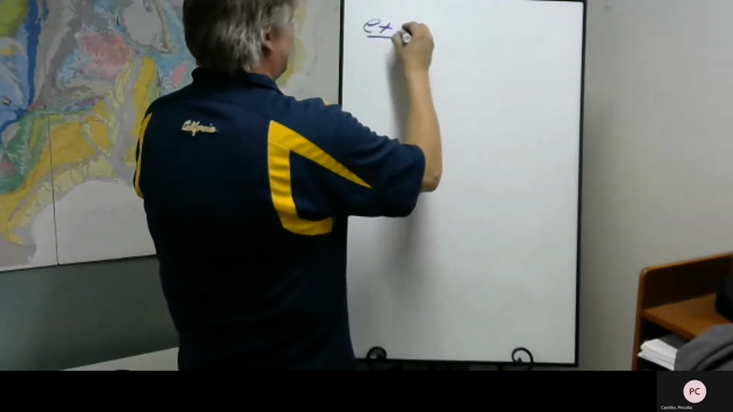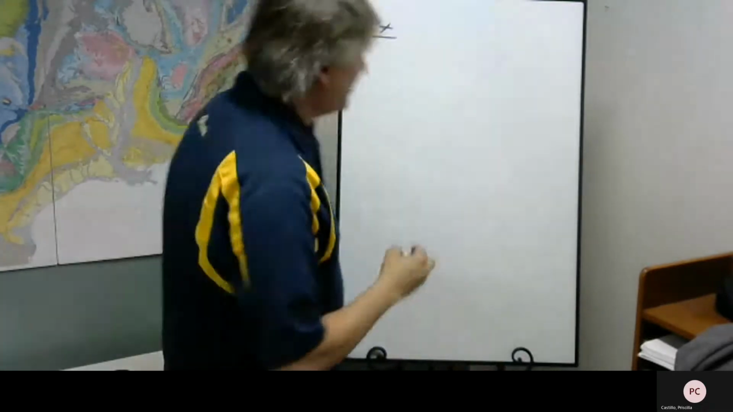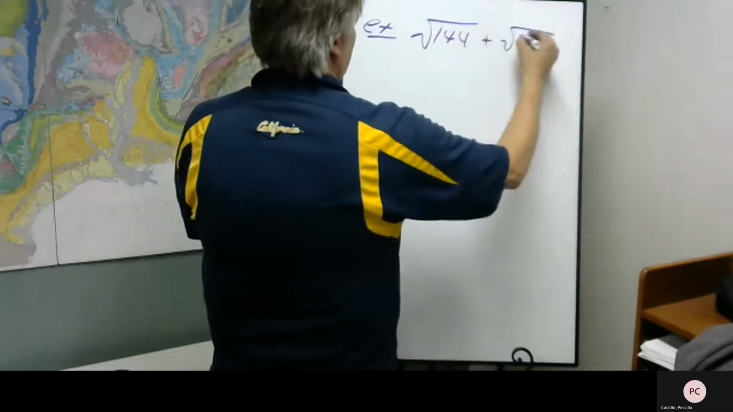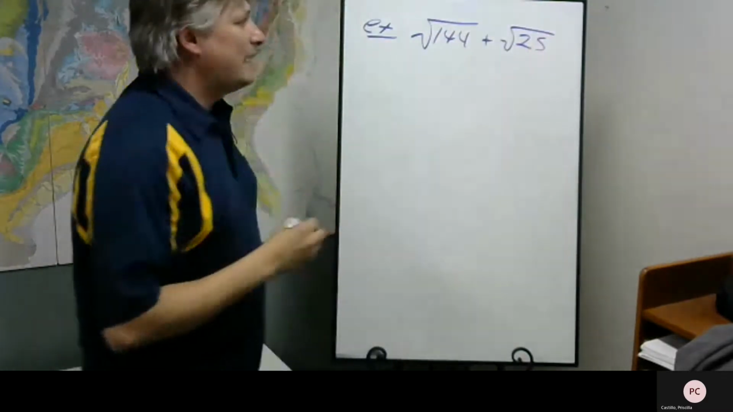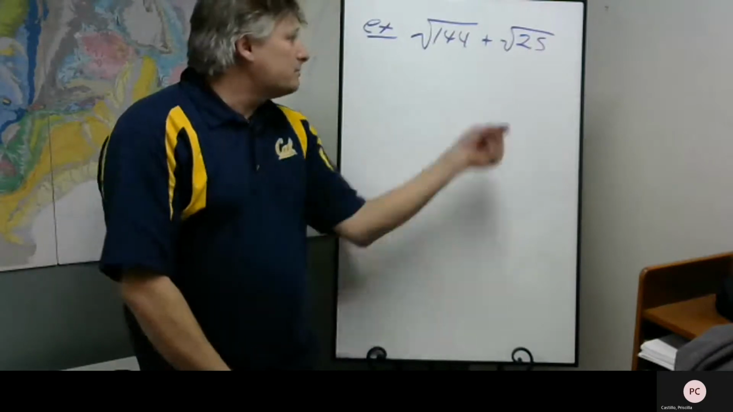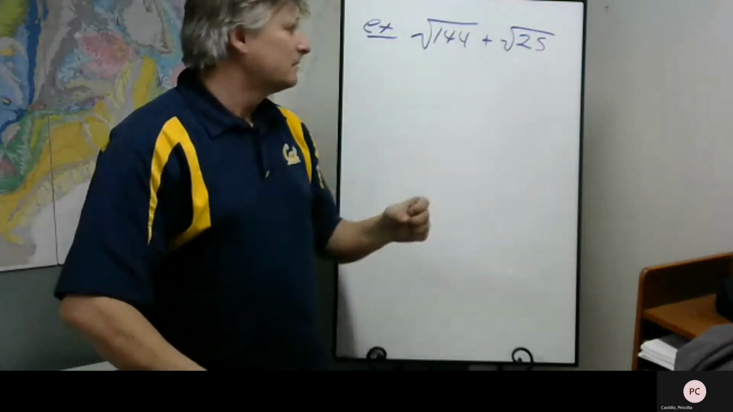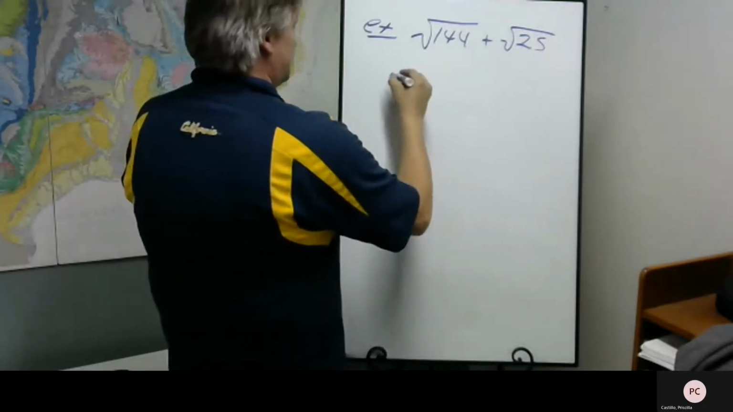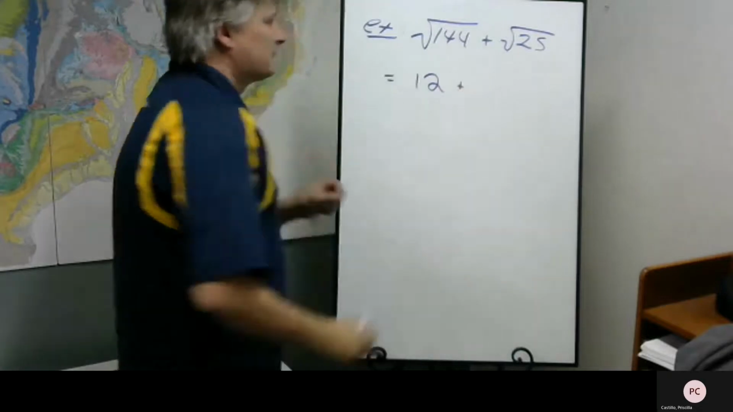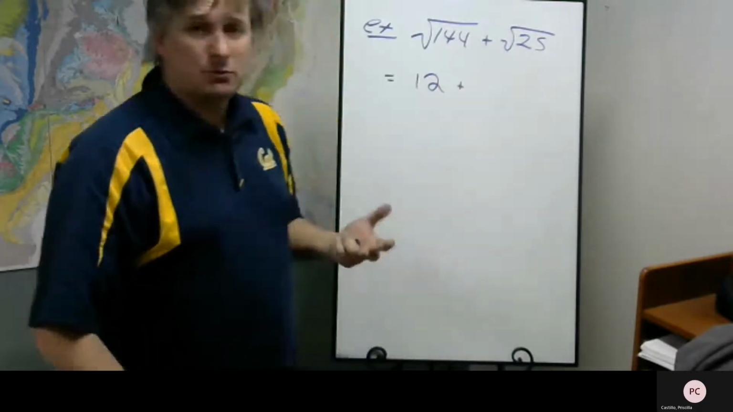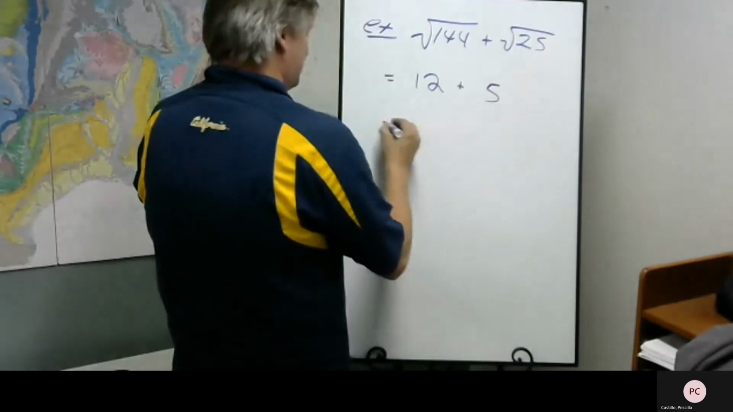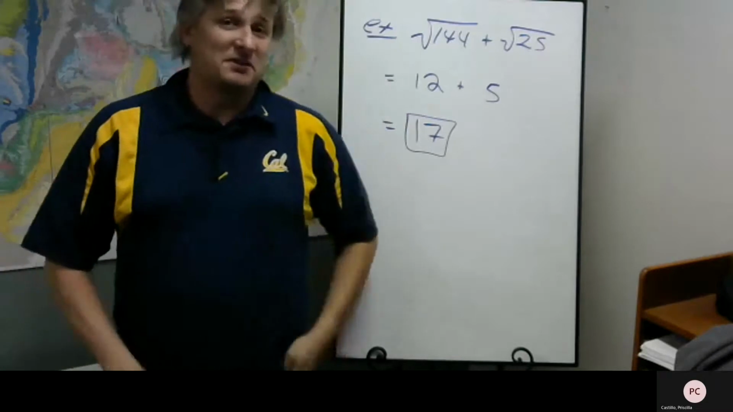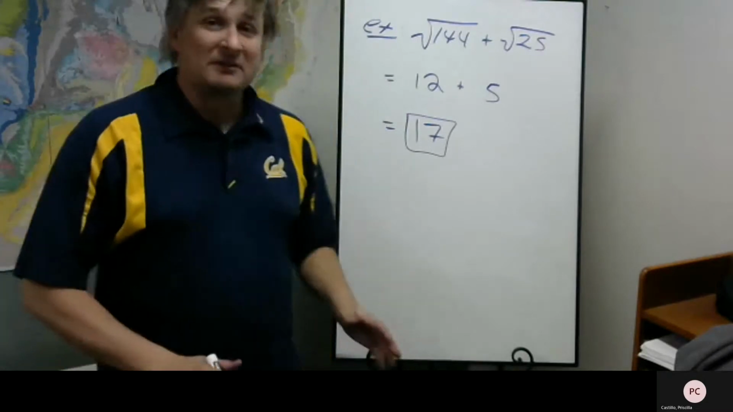Now let's take a look at this. Now what if we change things up? Now in this case, again, we're going to compute what's in the square roots first. Now 12 times 12 gives you 144. So that means this is going to be 12. 5 times 5 gives you 25. So the square root is going to be 5. And that's going to be 17. All right.